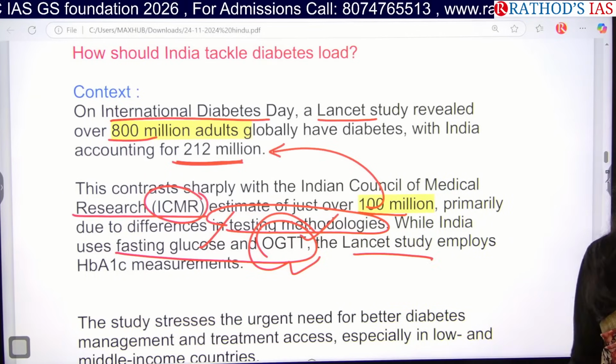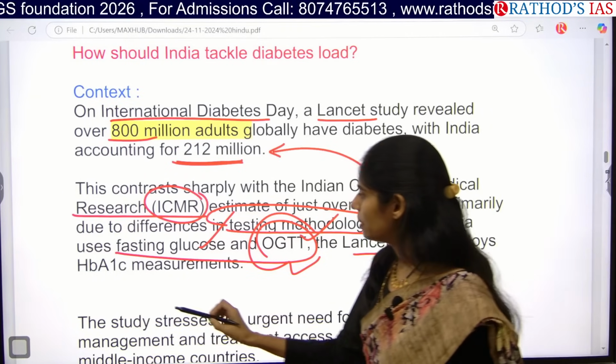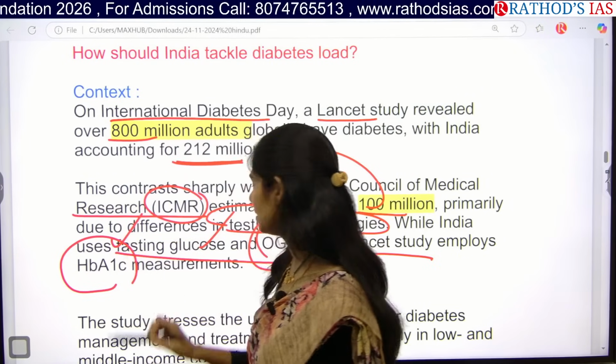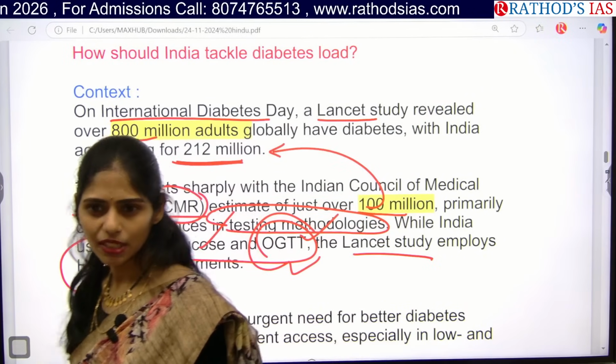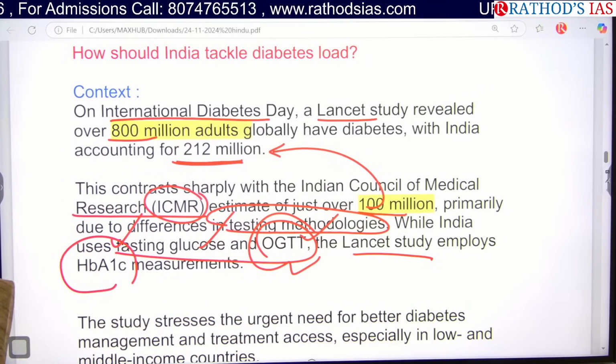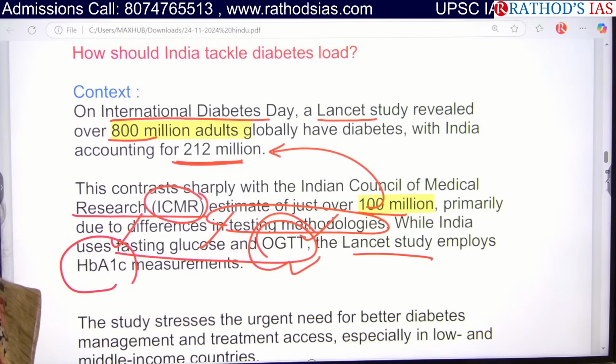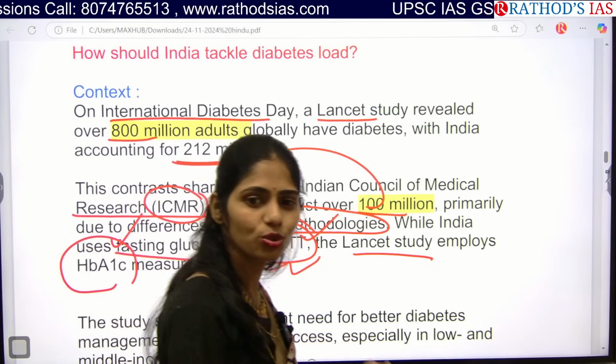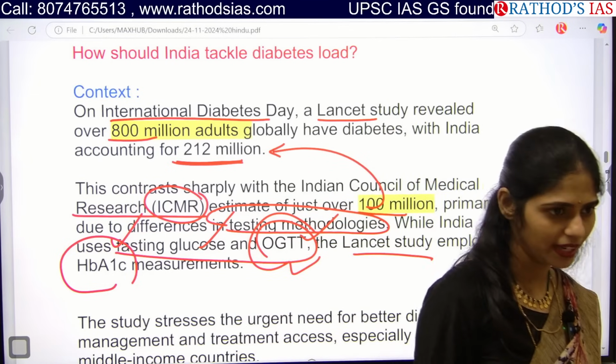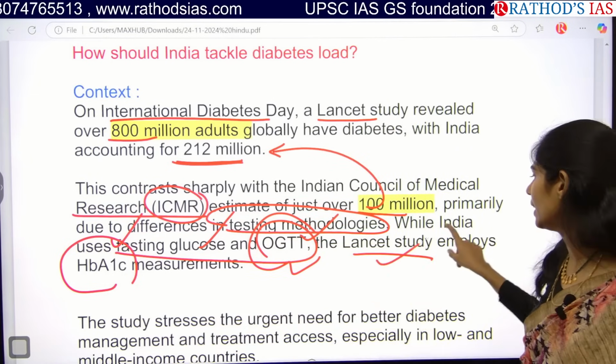But in the Lancet study, the international study, they take HbA1c measurements. That means they take blood, and in that blood sample they measure the average sugar or glucose level in your blood over the last 6 to 12 months. That is tested in the international study.